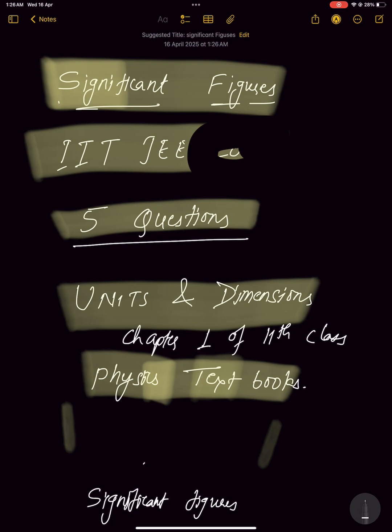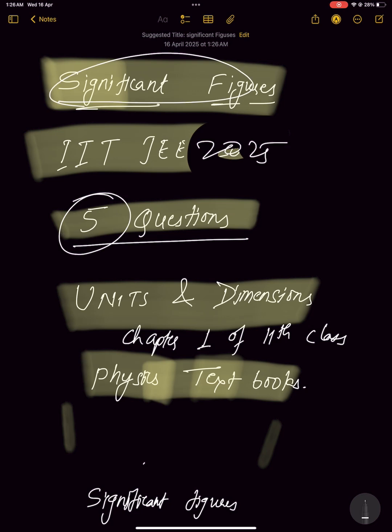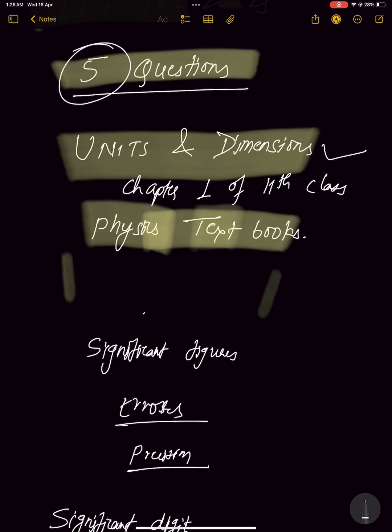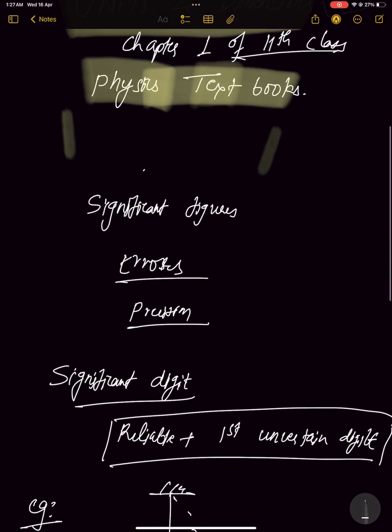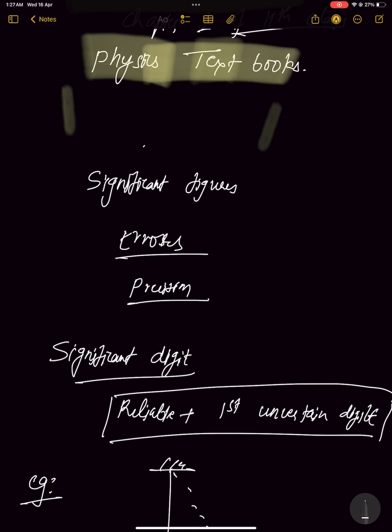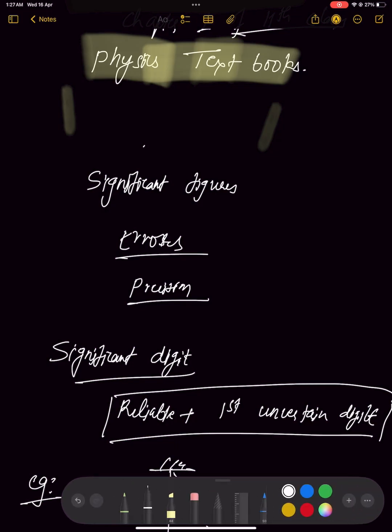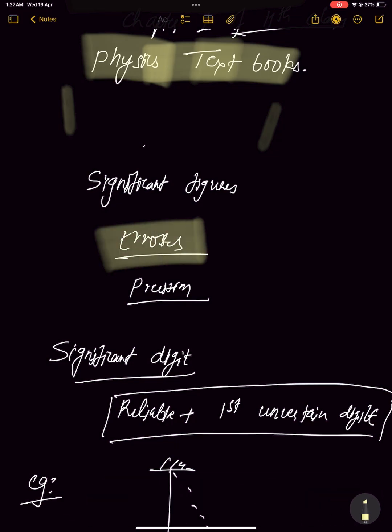हाय एवरीवन, IIT JEE 2025 में सिग्निफिकेंट फिगर्स से 5 क्वेश्चंस पूछे गए। यूनिट्स एंड डायमेंशन चैप्टर है और ये चैप्टर 1 ऑफ 11th क्लास है। ये एक इम्पॉर्टेंट टॉपिक है। थ्योरी पार्ट जो है इसको हम लोग समझने की कोशिश करेंगे। एवरी मेजरमेंट इन्वॉल्व्स एरर्स, राइट?